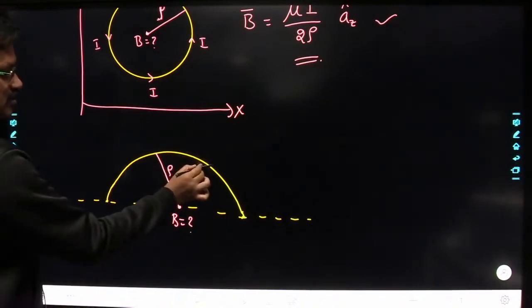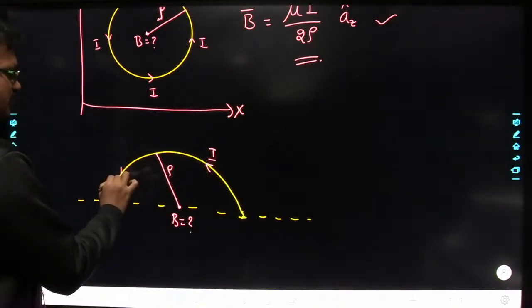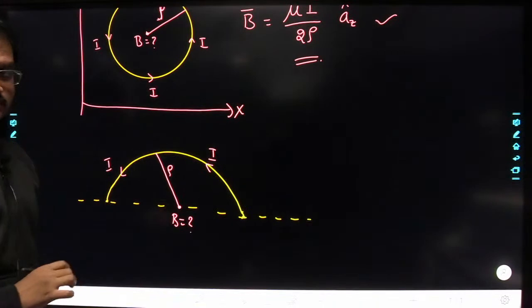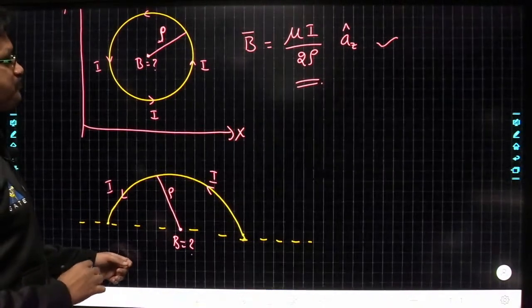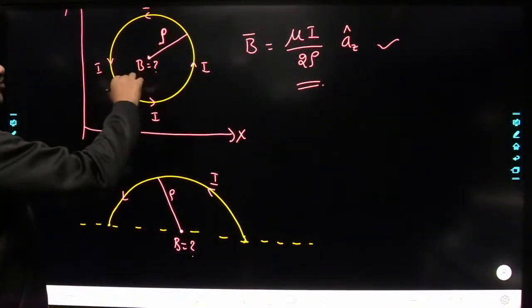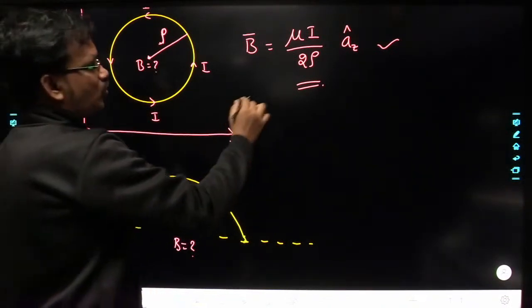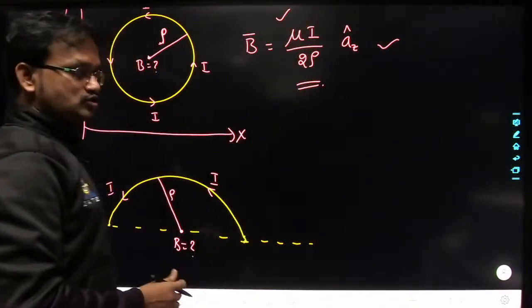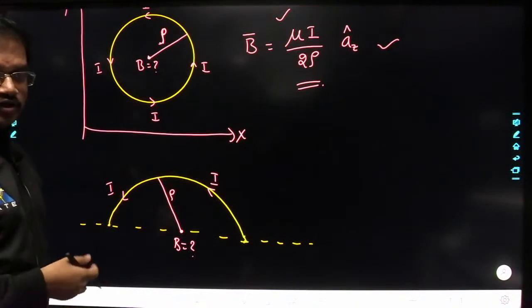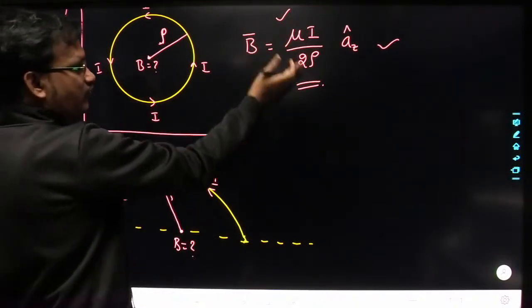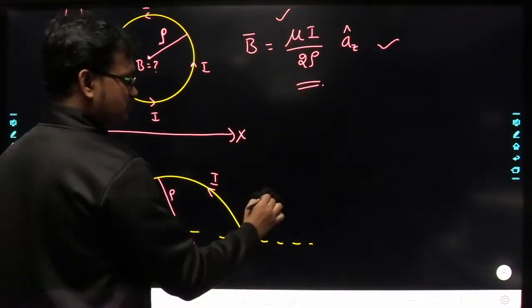Let us say the current is flowing in anti-clockwise direction like this. If you consider the total circular loop, what is the expression we got? B is equal to what? Mu I by 2 rho. So for a semicircular loop, what are you going to get? You are going to get the B field half of this one. Yes or no?